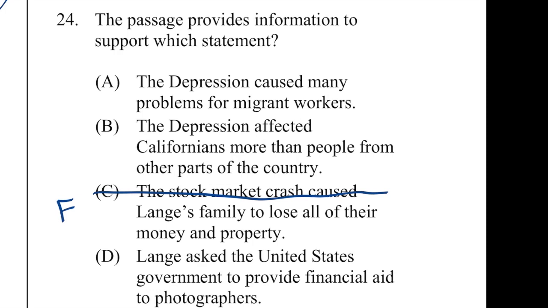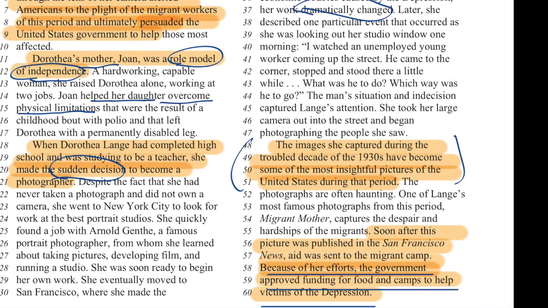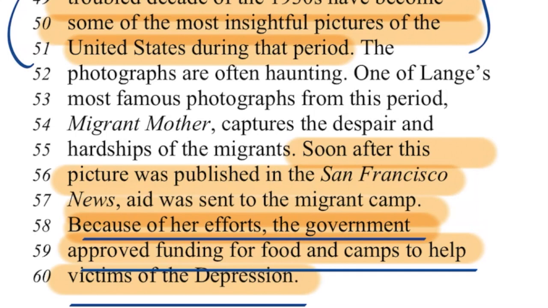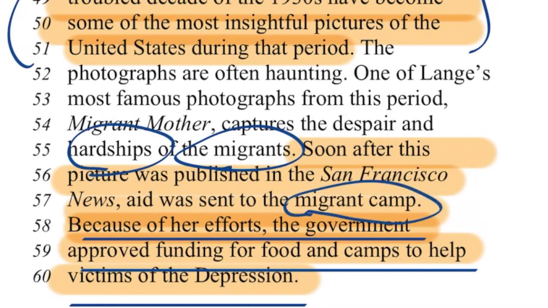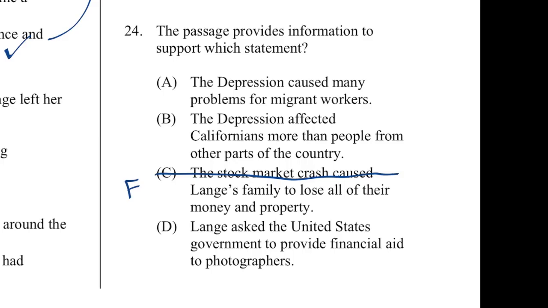Now, I'll look for direct evidence to support other answer choices. So A, the Depression caused many problems for migrant workers. Now, I'm going to look at the passage and look for any information I can find about migrant workers. Do you see anything about migrants that we could zoom in on? There it is. "Migrant Mother captures the despair and hardships of the migrants. Soon after this picture was published in San Francisco, aid was sent to the migrant camp." So this gives us direct evidence that the Depression caused many problems for migrant workers because they had to bring aid to those migrant workers.